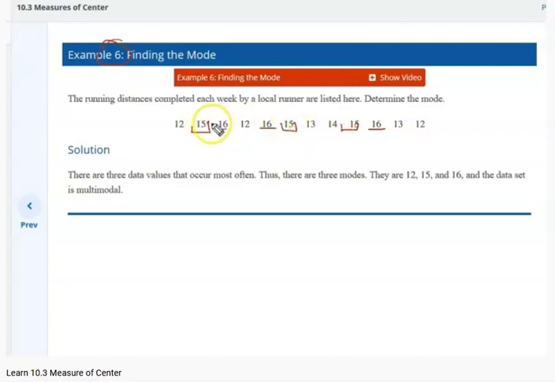And then as I look through this, well, gee, I got a 12 there, 12 there, and a 12 there. All right. So I have a 12, a 15, and a 16 all used as the mode. They're all used 3 times. So when that occurs, it's called a multimodal mode.